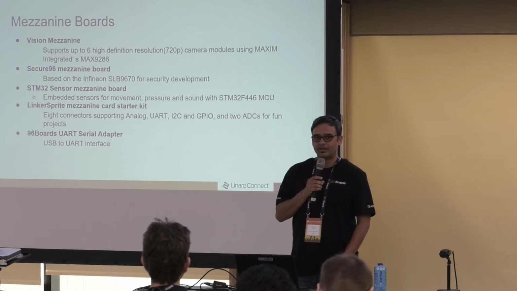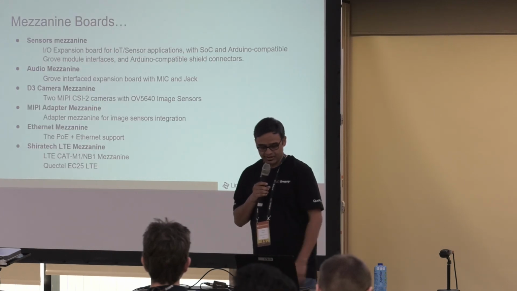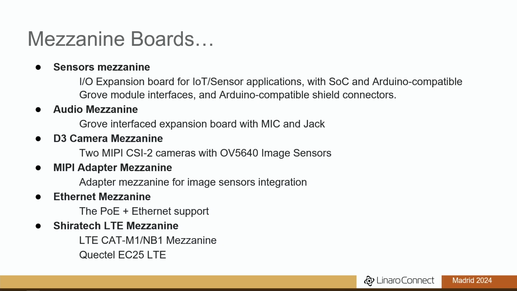But from RB3 onwards, there are additional serial ports, so you can either use this one or the on-board serial port. Then another sensor board, this is the sensor mezzanine. This is basically for IoT sensor applications. It actually is Arduino and Grove compatible, and you can connect your Arduino compatible shields to this.